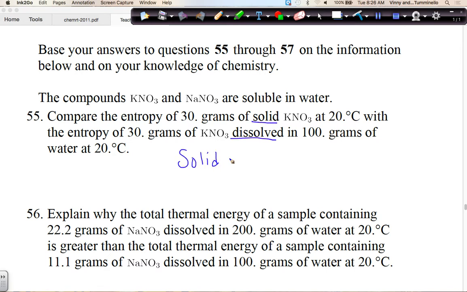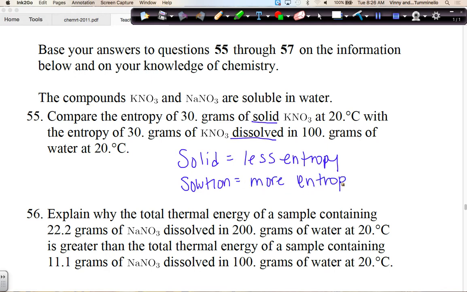Solid has less entropy. Remember, entropy is randomness. The solid is more organized, so the solid has less entropy. The solution has more randomness, so the solution has more entropy.